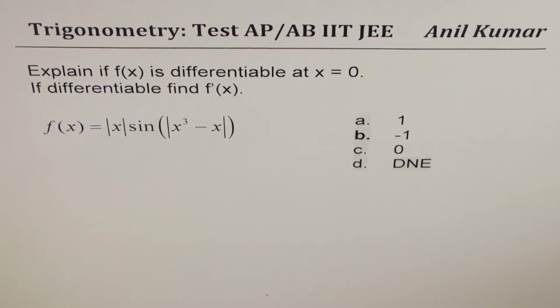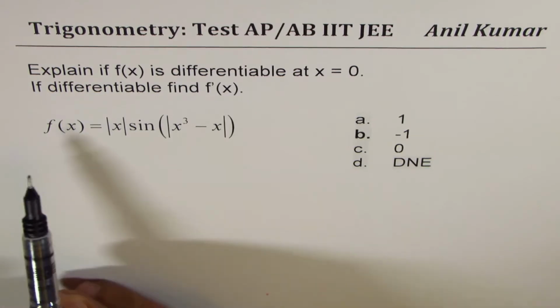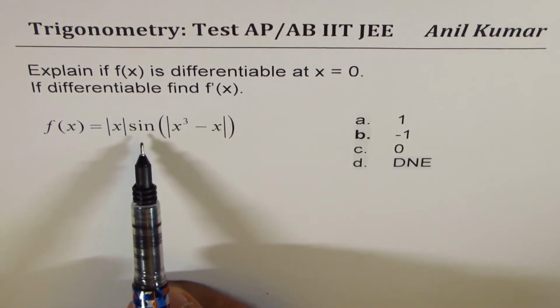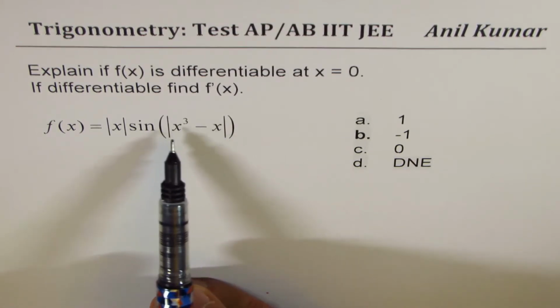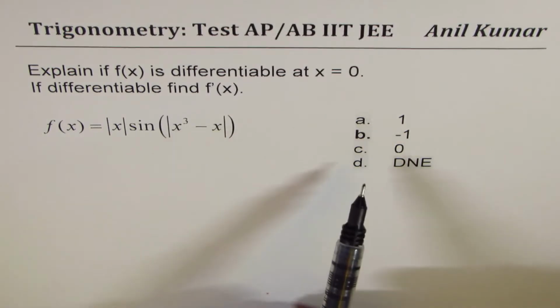We have taken trigonometric functions now, and this question is again from IIT JEE previous test paper. The question here is, explain if f of x is differentiable at x equals 0. If differentiable, find the derivative of the function. So we are given the function as absolute value of x times sine of, within brackets, absolute value of x cubed minus x. Now it has four options.